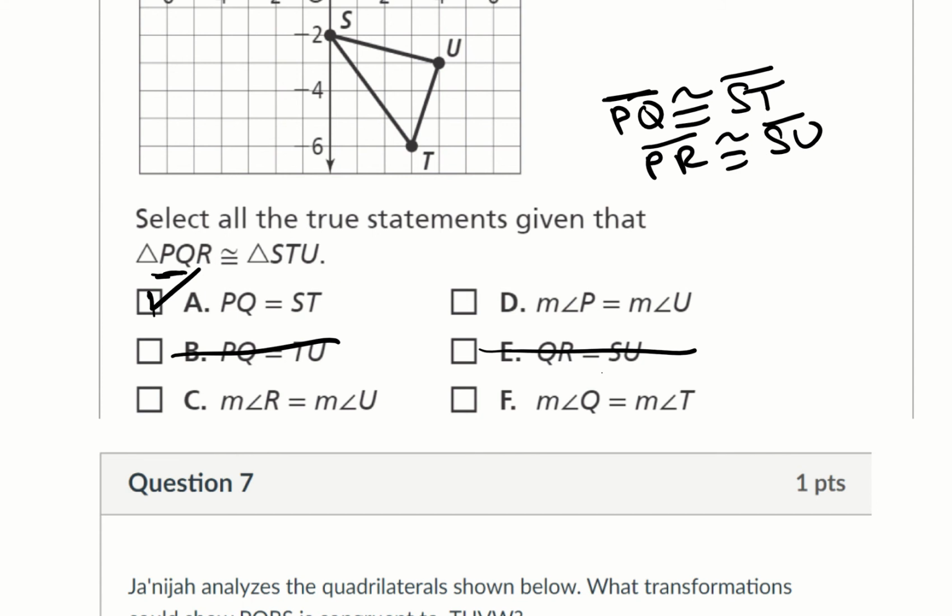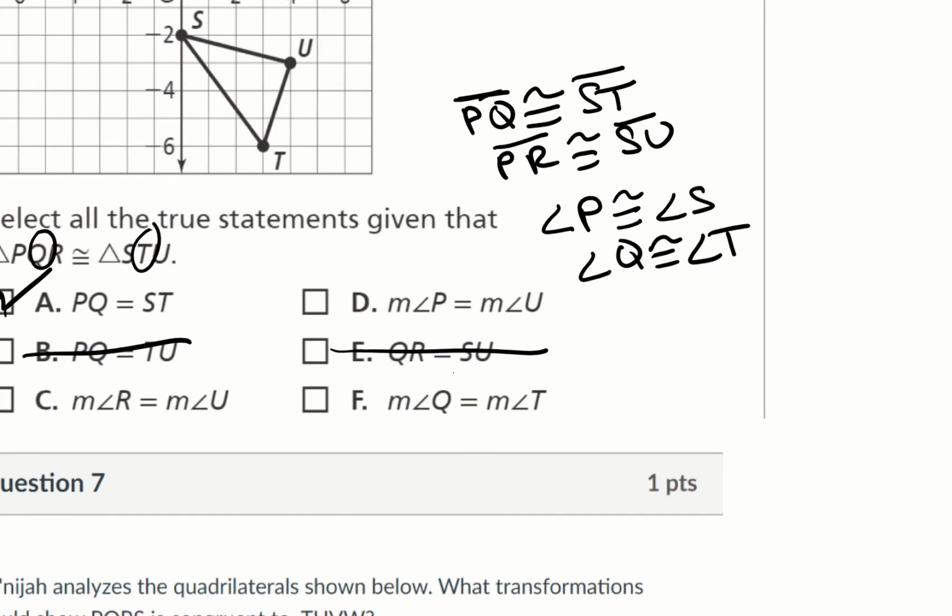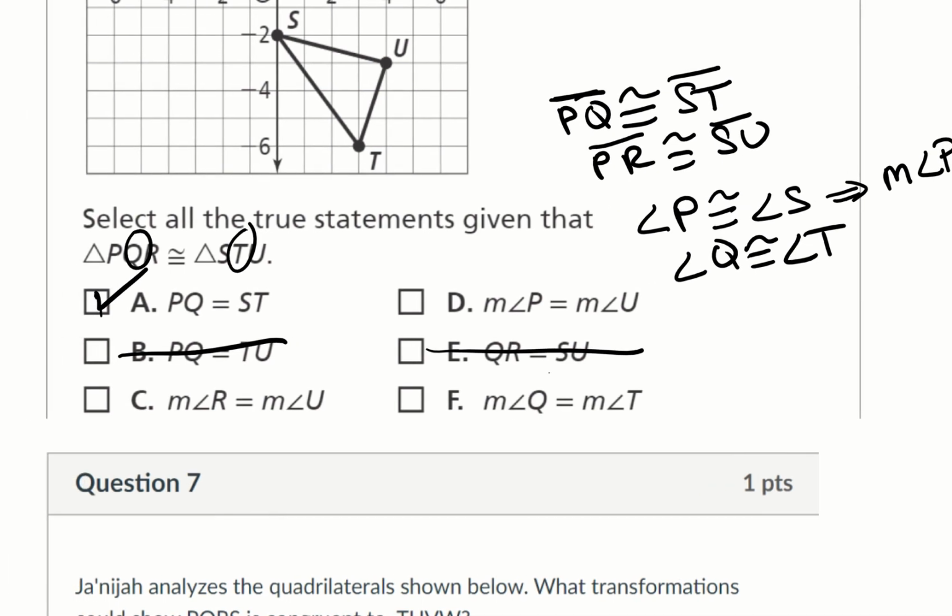And then angle P is congruent to angle S, right? If you look at the statement, we can see that angle P is congruent to angle S. Angle Q is congruent to angle T, and so on. If angle P is congruent to angle S, that means the measure of angle P is equal to the measure of angle S. That's how that works. Here we're saying the measure of angle P equals the measure of angle U. That's incorrect, so that's not right.